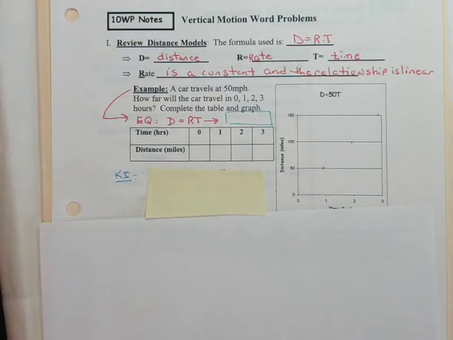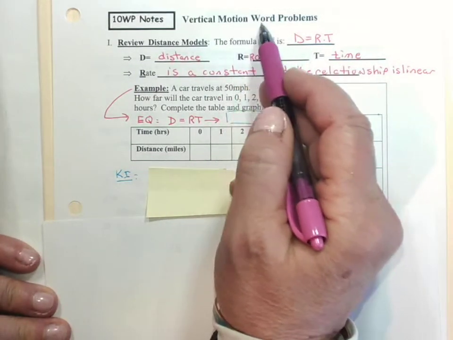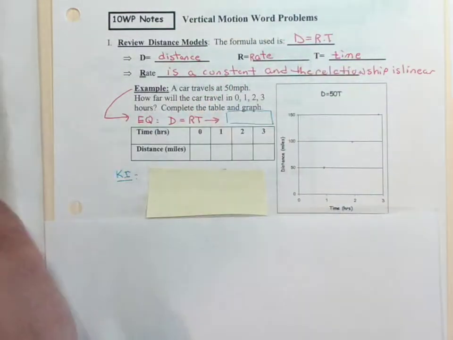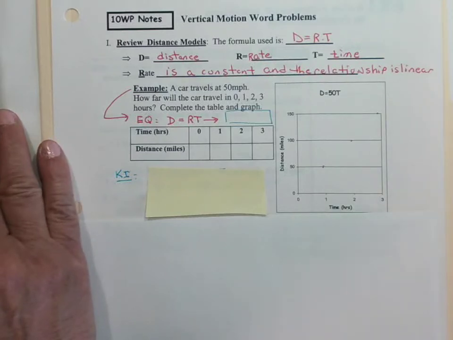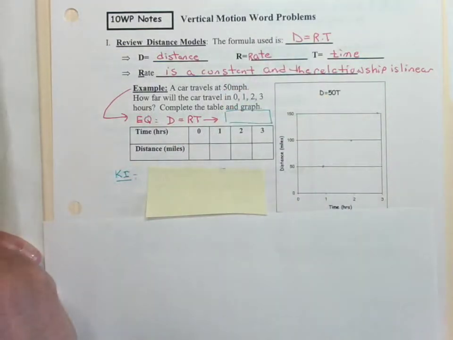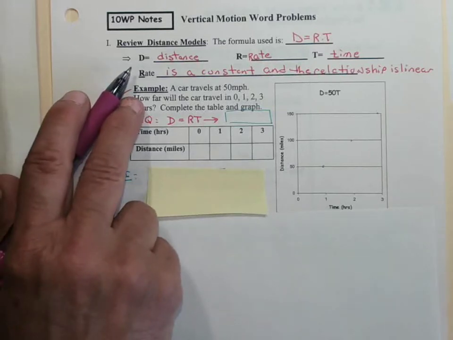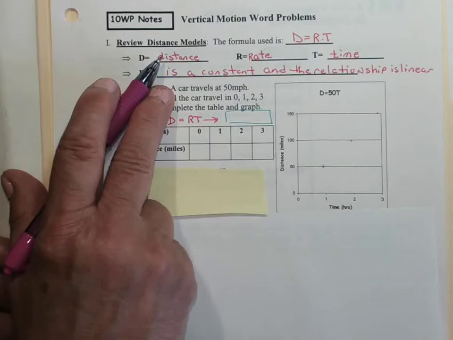Today we are going to be talking about vertical motion word problems. These word problems deal with the quadratic equation and understanding word problems that deal with parabolas. Before we start, I'd like to talk about a formula that you do already understand, the distance model.